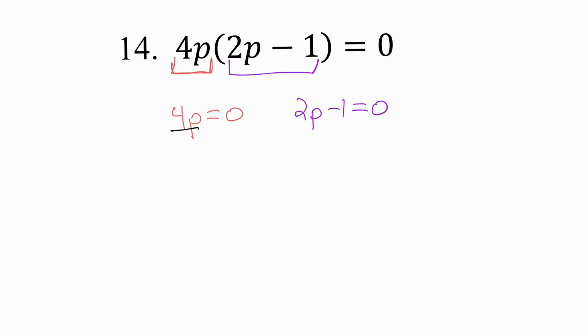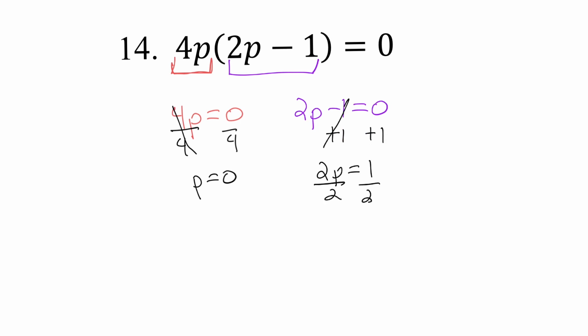So for the first equation, divide by 4. So p equals 0. So that's one answer. And the second equation, you add 1 to both sides. So we get 2p equals 1 and divide by 2. So the second answer will be p equals 1/2. So my two answers will be 0, comma, 1/2.